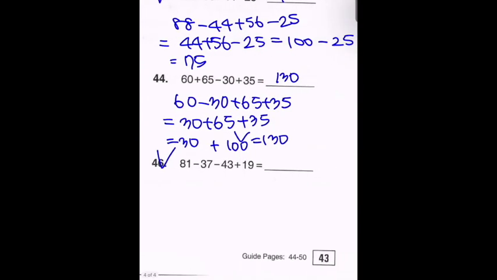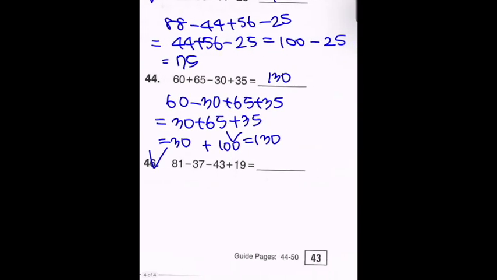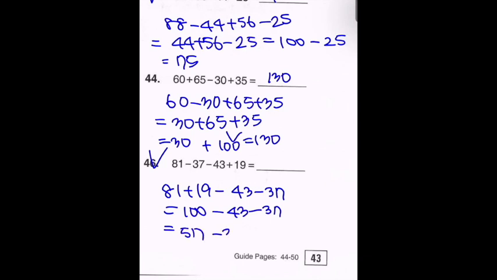Now this is the last problem of today's lesson, and so we're going to do 81 plus 19 minus 43 minus 37, and so that's going to be 100 minus 43 minus 37, so that is going to be 57 minus 37, which is 20.